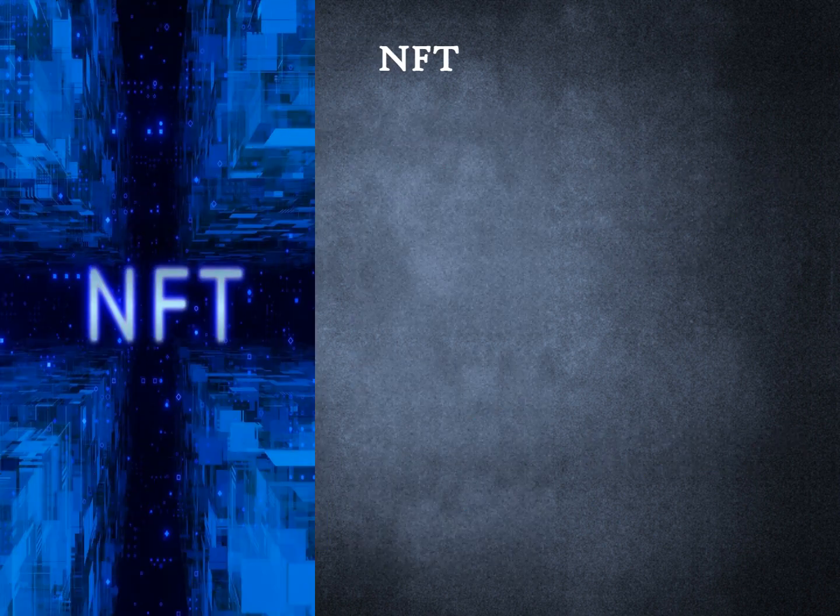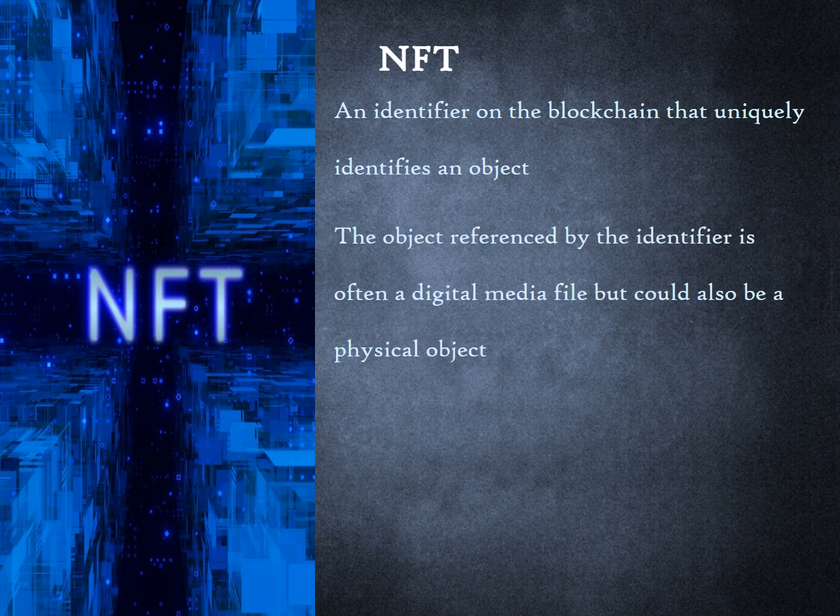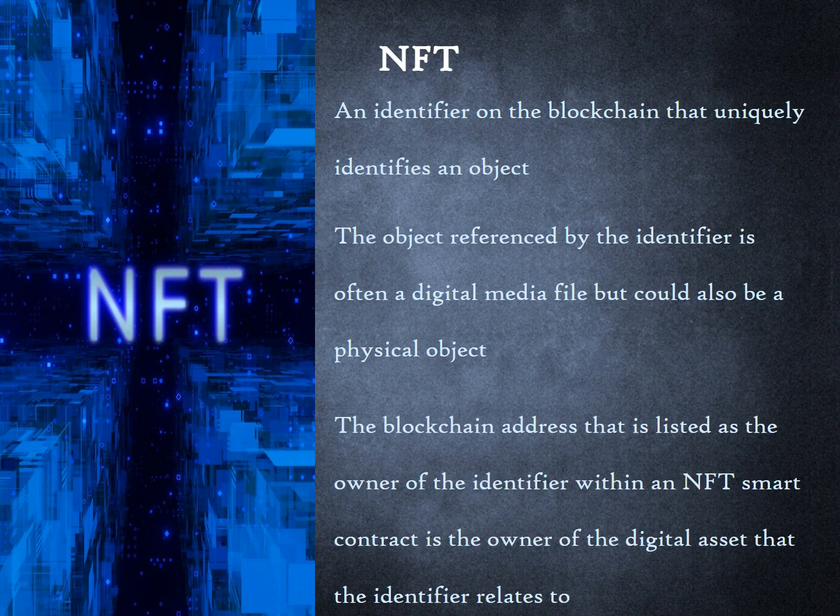We can now define a non-fungible token as an identifier on the blockchain that uniquely identifies an object. While the object is often a digital asset in the form of a media file, the object can be anything that is unique. For instance, NFTs can be minted to represent a painting or a home. The blockchain address that is listed as the owner of the identifier within an NFT smart contract is the owner of the digital asset that the identifier relates to.